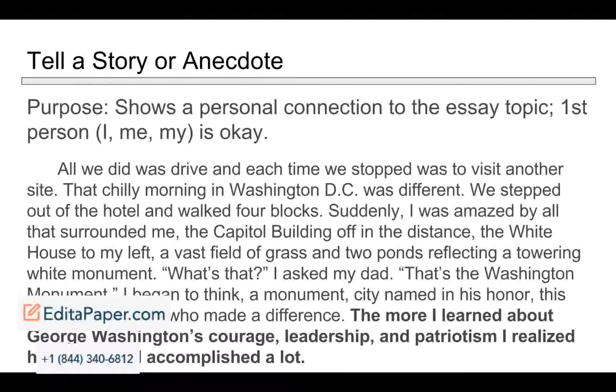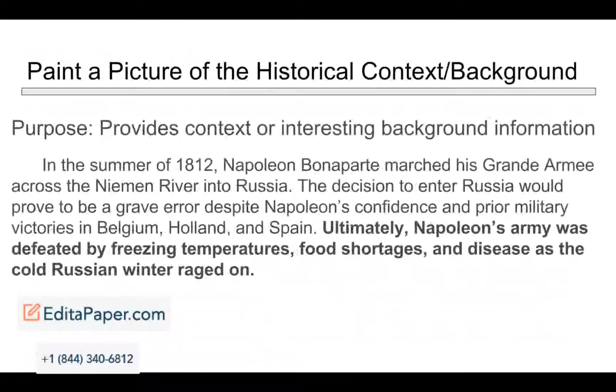And then that line, "I began to think," is kind of like the transition, moving from the story to the essay topic. And then the bold line is the thesis statement. And the thesis statement is the most important sentence of your entire essay. So this thesis statement makes it clear that this student is going to focus on Washington's courage, leadership, and patriotism. So those are going to be the topics of their 3 body paragraphs.